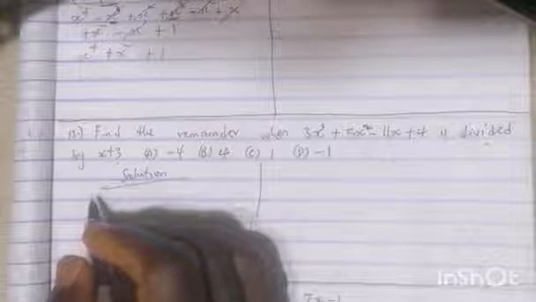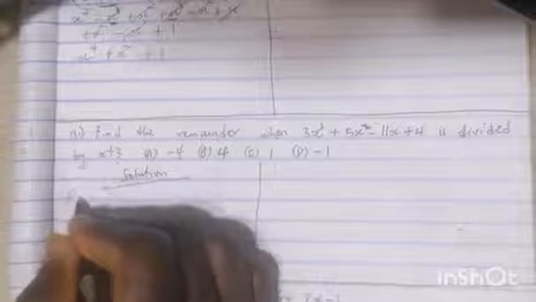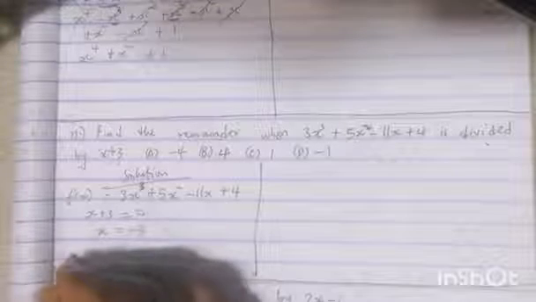So we have f of x equals 3x cubed plus 5x squared minus 11x plus 4. The divisor here is actually x plus 3, so let's find the zero of it. That will be x plus 3 equals 0, x equals minus 3. So we can now have f of minus 3, because this will actually be the one that will give us the remainder. This is what we do using the remainder theorem.